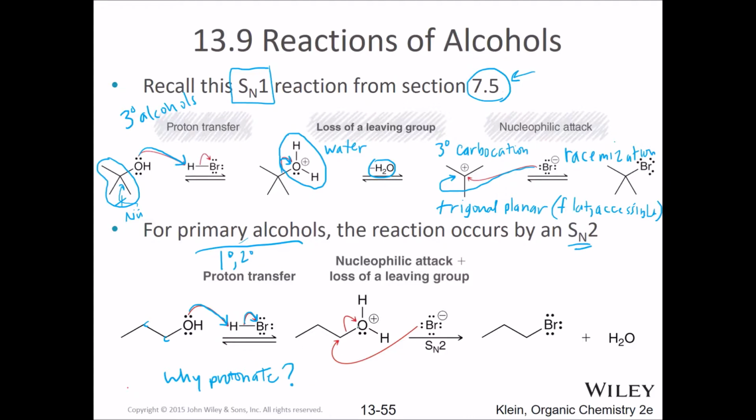Now that that's protonated, we have a good leaving group. Okay, and a good nucleophile comes in. Backside attack, and we have a bromine now, right? Now we have the generation of an alkyl halide.